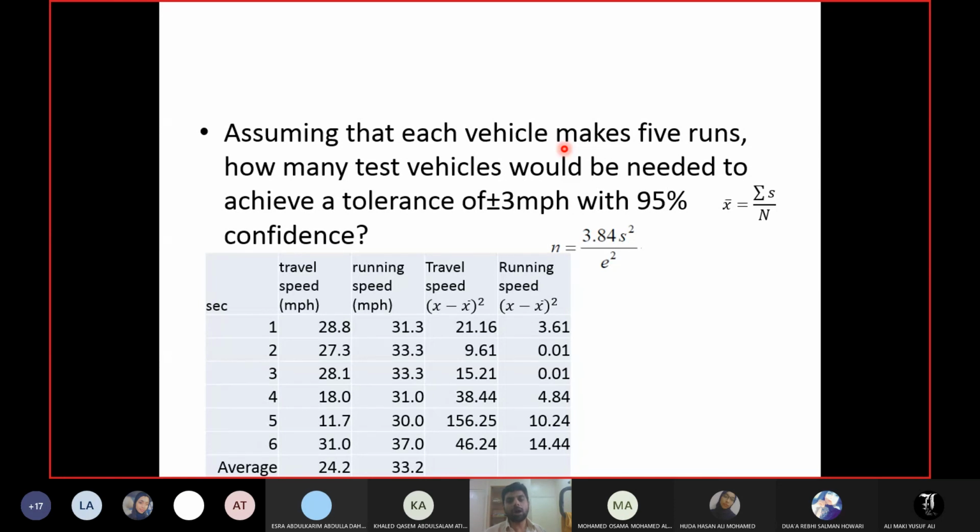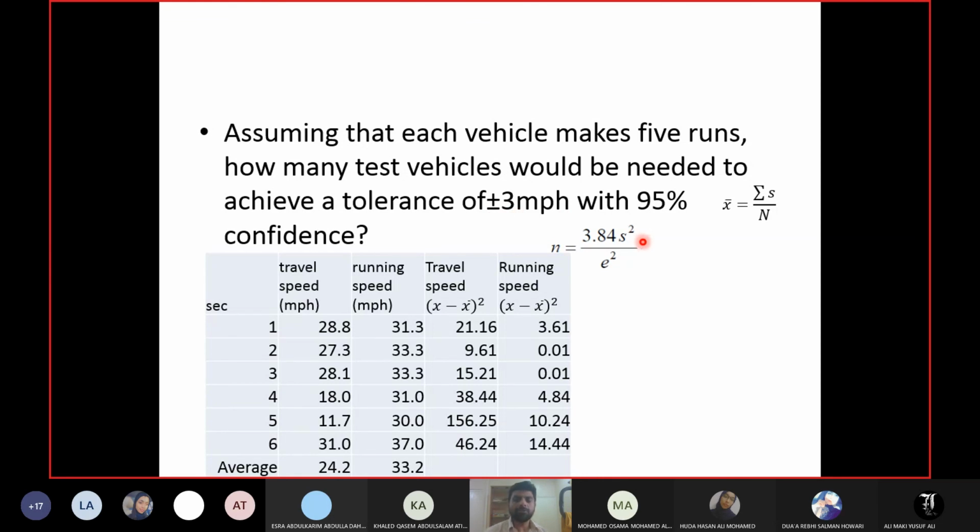First of all, I should know how many runs I require in total. One vehicle will make 5. So how many runs do I require on this highway to achieve a tolerance level of 3 and 95% confidence interval? First of all, I need to calculate the sample size, using this equation. This equation is for 95% confidence interval, so you see 3.84 here. To use this equation, I need S and E. E is given, which is the tolerance level. S I need to calculate. S is the standard deviation.